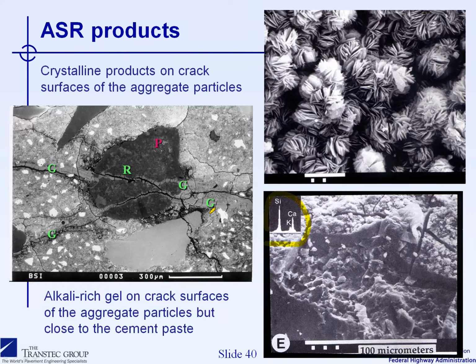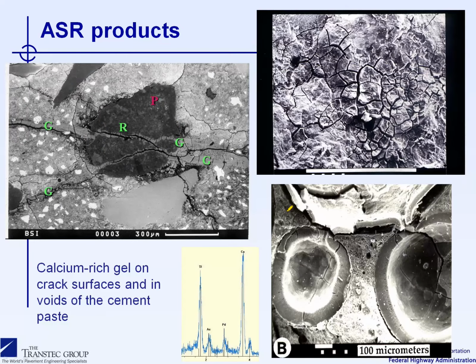In the previous slide, we saw that the composition of the gel when it is inside the aggregate particle is normally richer in silica compared to calcium. When the gel reaches the cement paste, the composition will change, and the gel will contain more calcium than silica, and then the gel will be more massive in microtexture, as you can see here on the cracked surface of the cement paste, and in air voids also you can see the massive gel lining the air void.